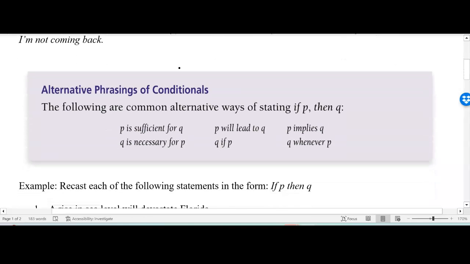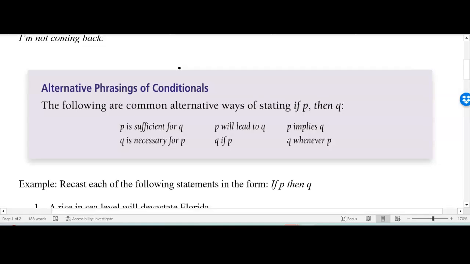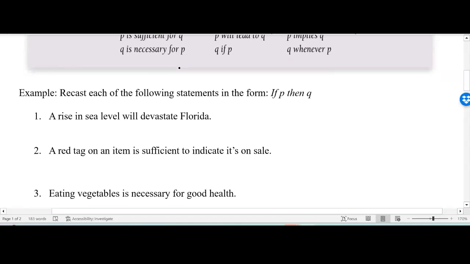Here's some, and I have a chart, this is in your notes. Here are some common alternative ways of stating if P then Q. P is sufficient for, or you might see Q is necessary for P. P will lead to Q. Q if P. P implies Q, or Q whenever P. These are different keywords that you might see in a sentence, and it still means an if then. And let's do some examples.